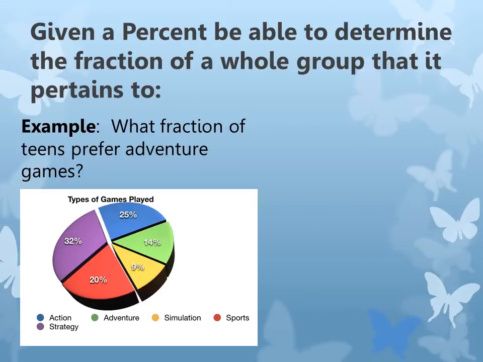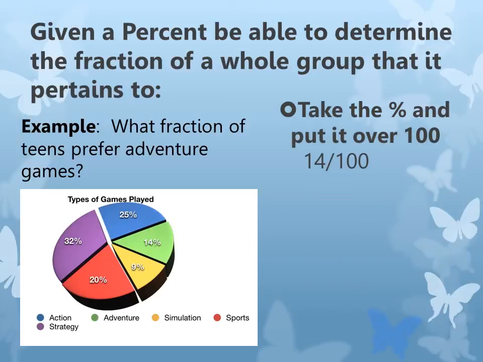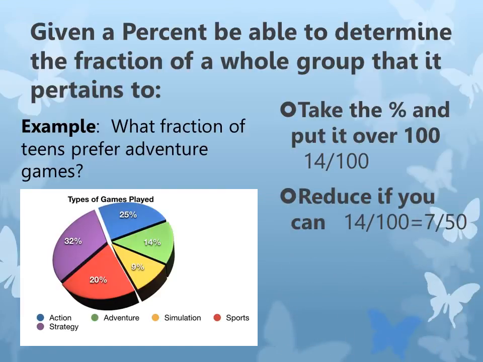Okay, what if I give you a percent and ask you to change that to a fraction? You can do this. It says, what fraction of teens prefer adventure games? If we take a look at our pie chart again, green is for adventure, so that's 14%. You're going to take that percent and put it over 100, so we have 14 over 100, and we're going to reduce it. Those are both even, so we are divisible by 2, right? 14 divided by 2 is 7, and 100 divided by 2 is 50. That can't be reduced anymore, so our answer is 7 over 50.